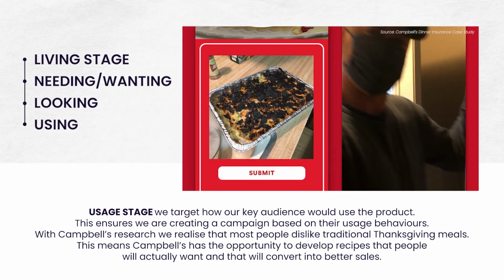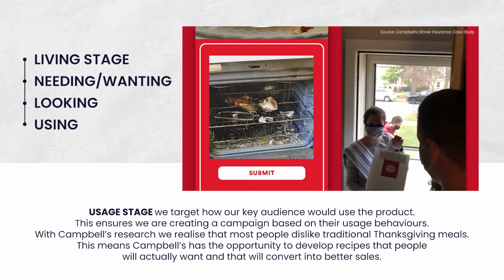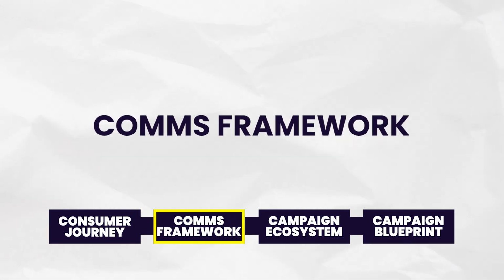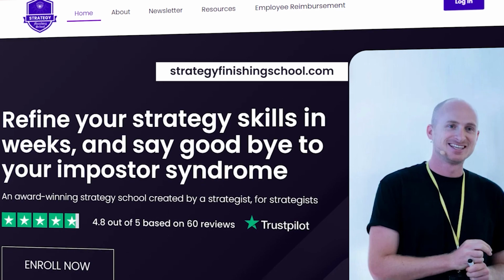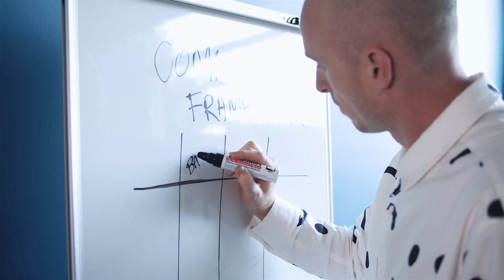With Campbell's research, we realized that most people dislike traditional Thanksgiving meals. This means Campbell's has the opportunity to develop recipes that people will actually want and that will convert into better sales. The comms framework is one of the 3 essential documents that I teach in the Strategy Fundamentals chapter of the Strategy Finishing School. A lot of strategists are never taught how to properly do this.